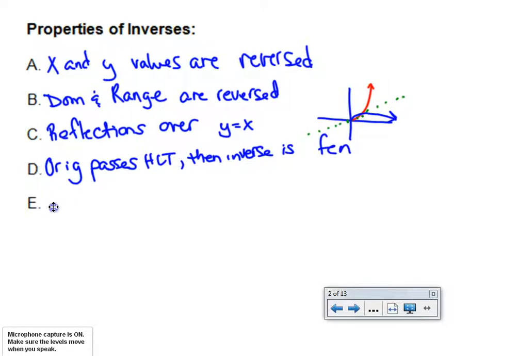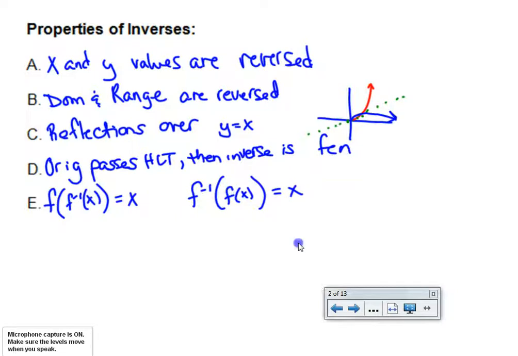And then a fifth property is kind of a twofer. If you were to put a function inside of its inverse or vice versa, so if I were to put inside of function f its inverse, they would undo each other essentially and just result in the answer of x. And same thing if I take the inverse function and put the original function inside of it, it would result in undoing one another and just give you the answer of x.